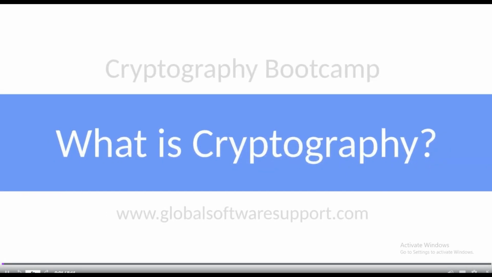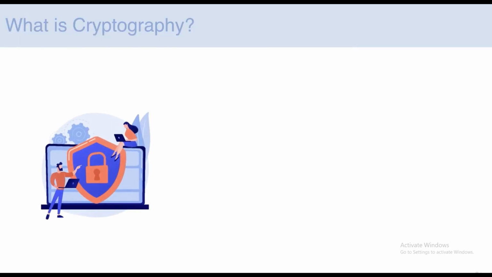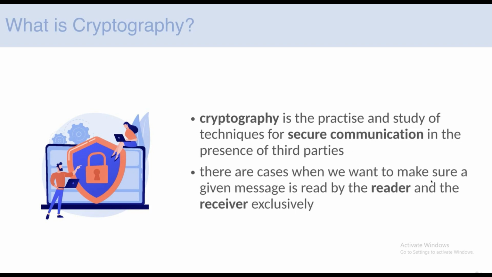In this chapter, we are going to talk about the fundamental basics of cryptography. So in this lecture, we are going to talk about what cryptography itself is. First of all, cryptography is the practice and study of techniques for secure communication in the presence of third parties. There are cases when we want to make sure that a given message is read by the receiver exclusively. This is exactly what we can achieve with the help of cryptography-related approaches.